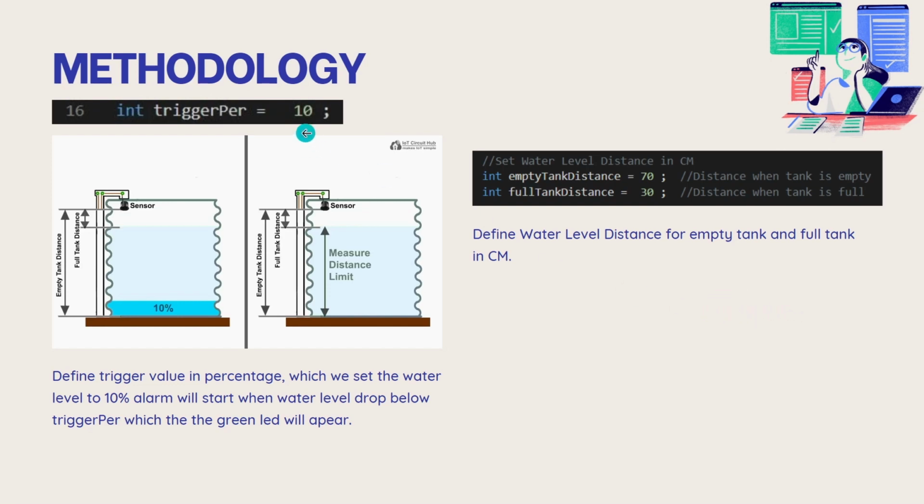And for this one, we will set our trigger percentage, which defines a trigger value in percentage, which we set the water level to 10%. The alarm will start when the water level drops below the trigger percent, and the green LED will appear. So basically, this will alarm you when the water in the tank is very low. So it will alarm as the green LED appears.